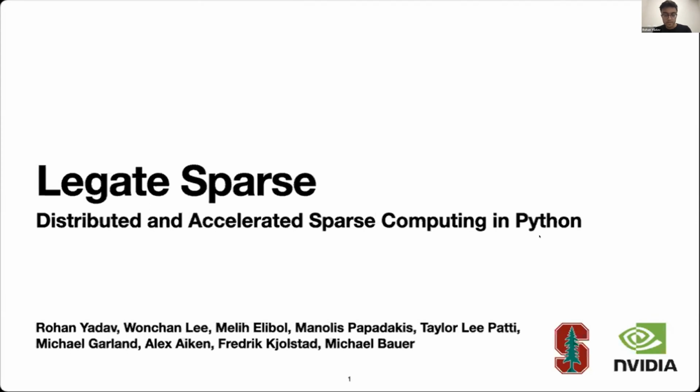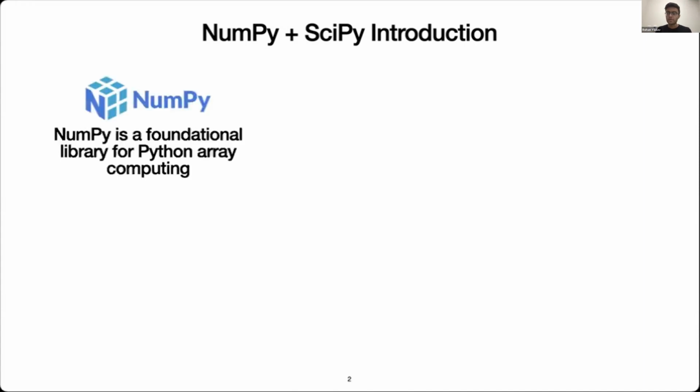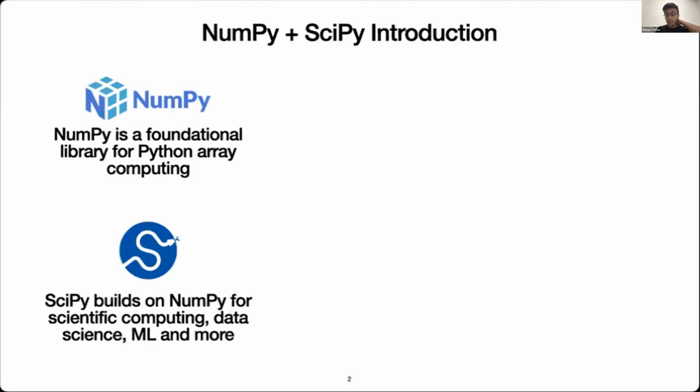Just to put everyone on the same footing, I want to talk a bit about the existing NumPy and scipy libraries and how people use them in practice. NumPy is a foundational library for array-based computing in Python. It's a nice abstraction over physical memory locations, and NumPy has a huge number of APIs to create and manipulate these arrays. Because of that, NumPy has been heavily used in the scipy system, which is this giant library for scientific computing.